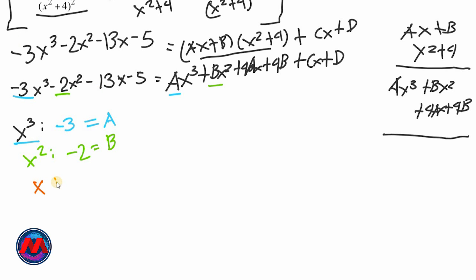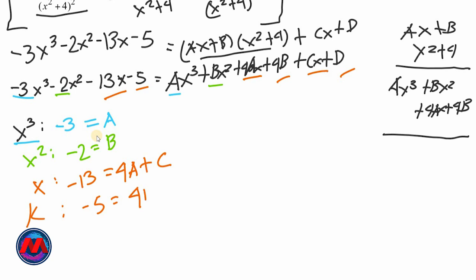X natin, which is ito, tsaka ito, tsaka ito. That's negative 13 is equals to 4a plus c. And lastly is yung constant. Ito yung constant natin. Ito, tsaka ito. So, that's negative 5 is equals to 4b plus d.